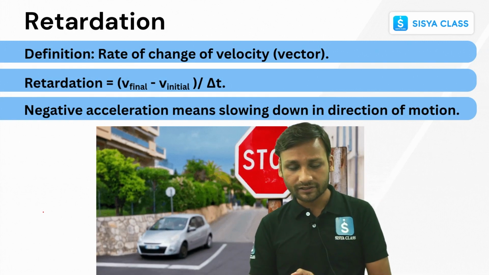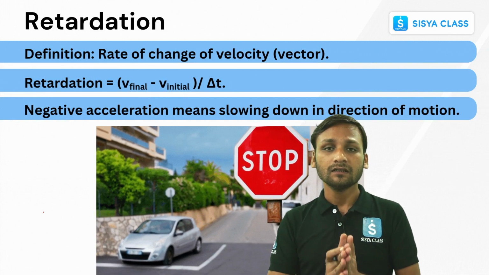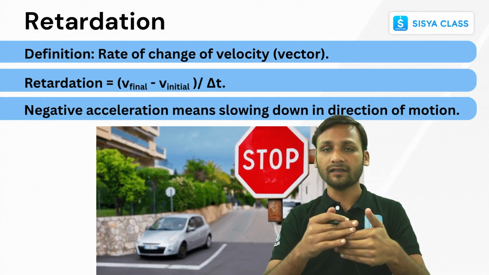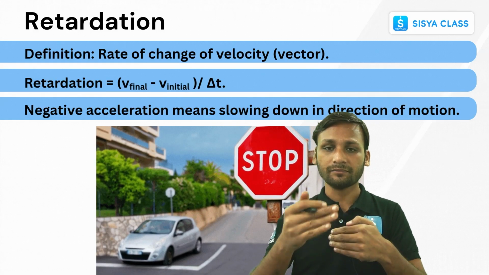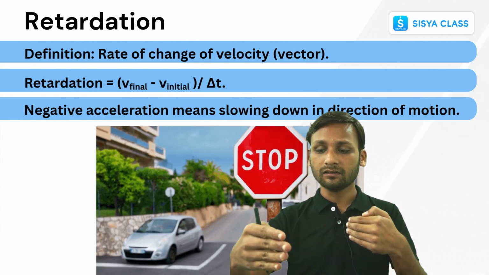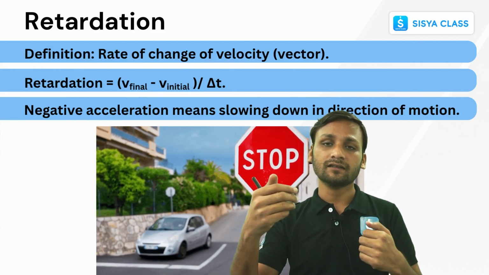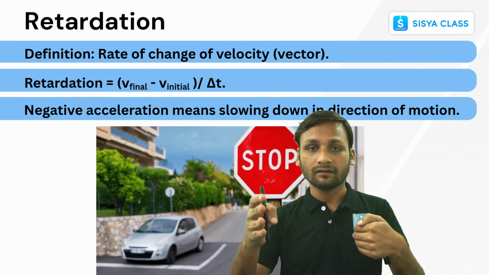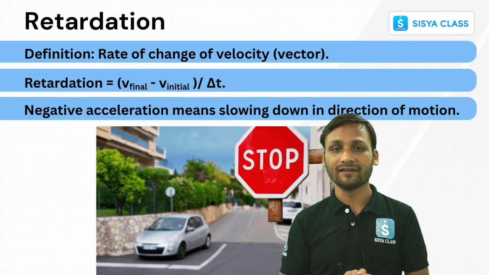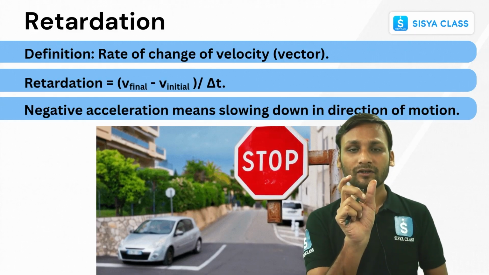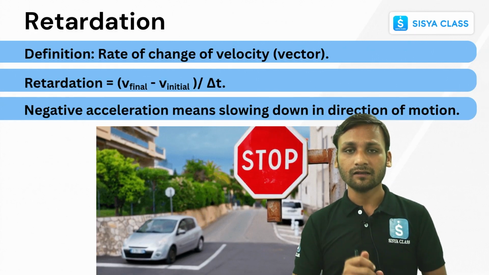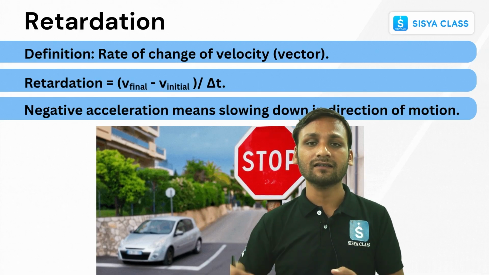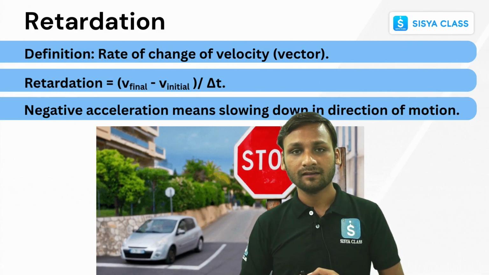Retardation means negative acceleration. For example, if your car started at 30 km per hour, and after some time the velocity increased to, let's say, 60 km per hour, your velocity is increasing. If you calculate the acceleration in this case, it will be positive. Why? Because you are speeding up, or your velocity is increasing with respect to time.